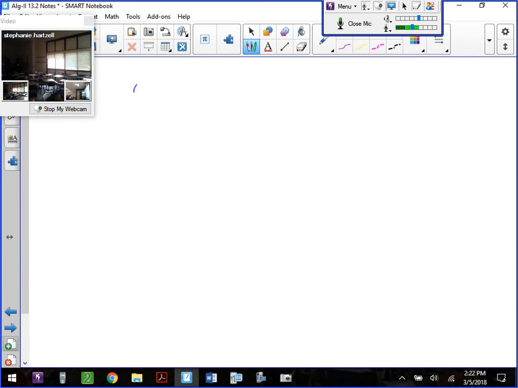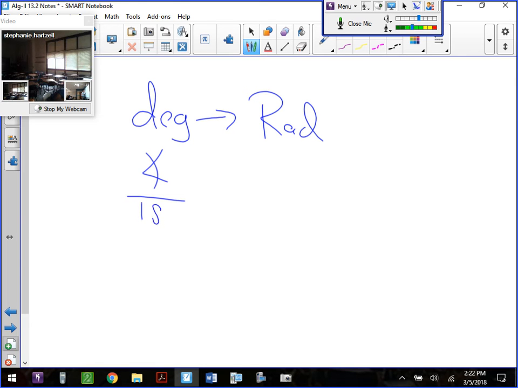I want to go from degrees to radians. If I want to go from degrees to radians, basically I'm doing this. Angle over 180 and slap a pi next to it. So earlier we had that one, we had what, 110 I think?